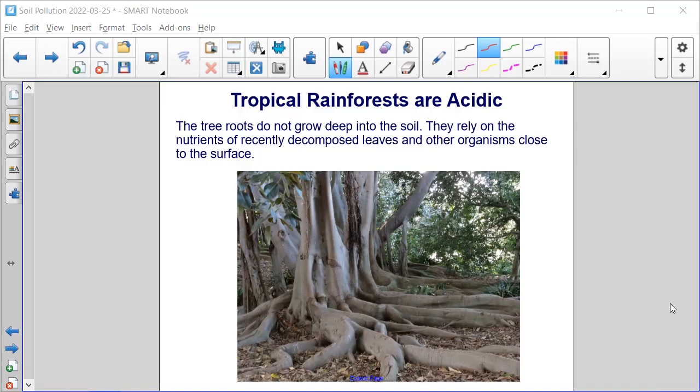In the rainforest, the tree roots do not grow deep into the soil. They rely on the nutrients of recently decomposed leaves and other organisms close to the surface.